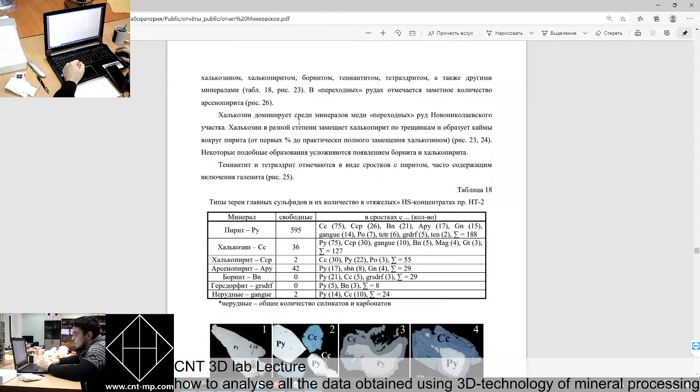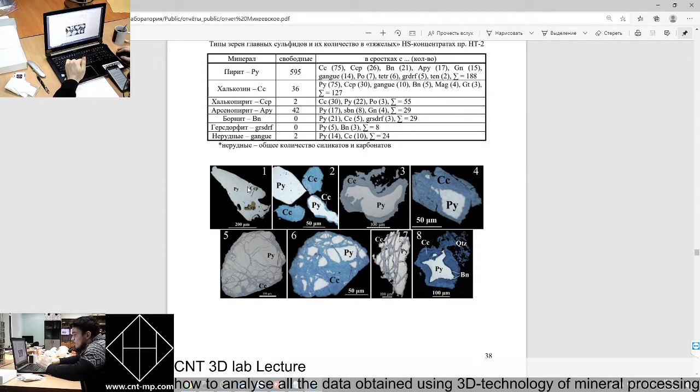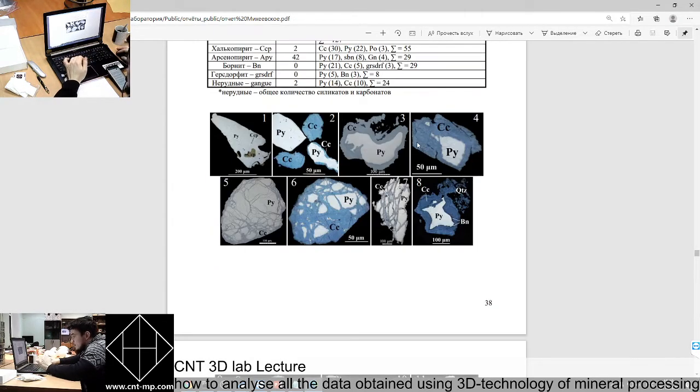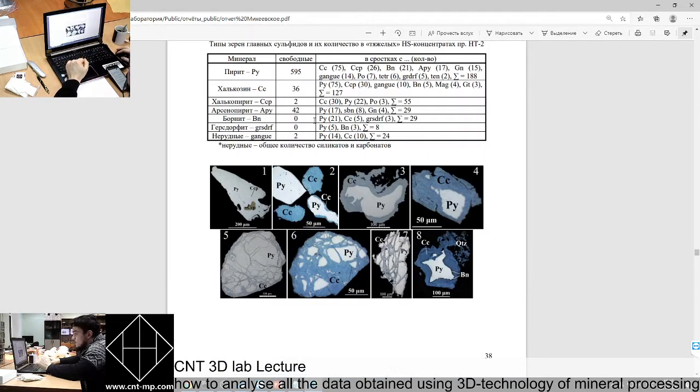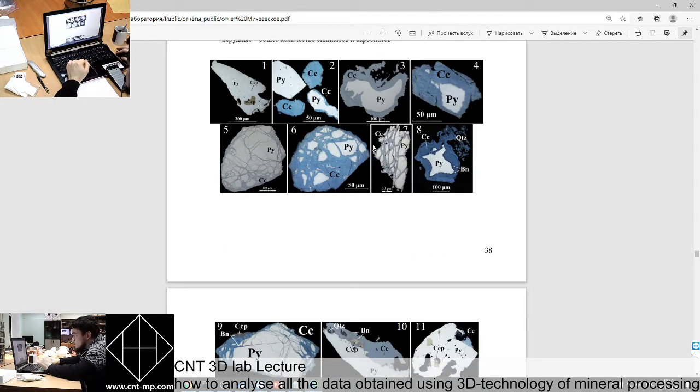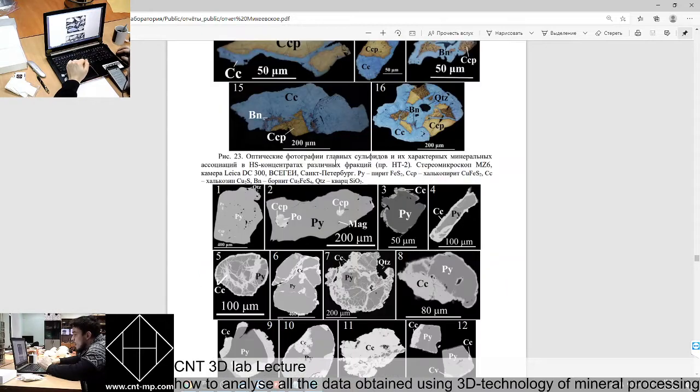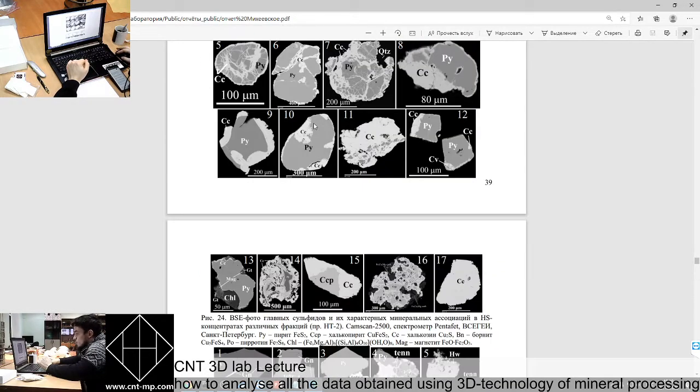So first of all, we are talking about the tables. We are building tables describing mineral compositions and relationships of host rock minerals, ore minerals, and accessory minerals. After that, we put the images of that minerals and intergrowths and their relationships with each other. And here we separated the images from reflected light microscopy and from electron microscopy.